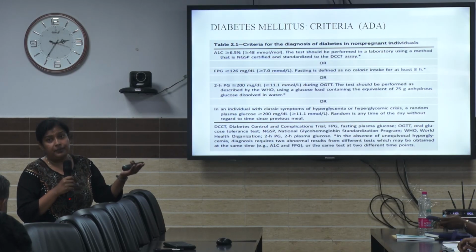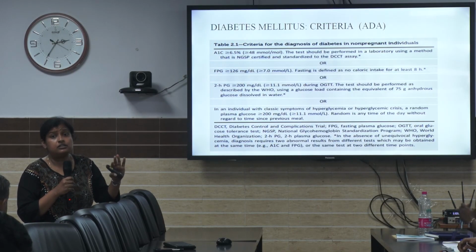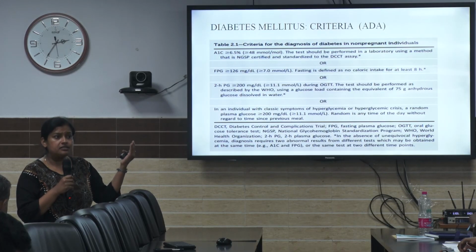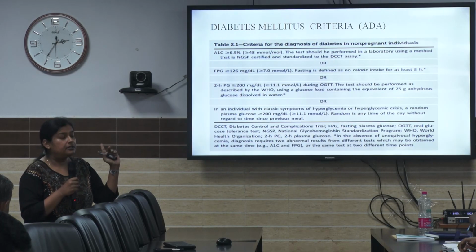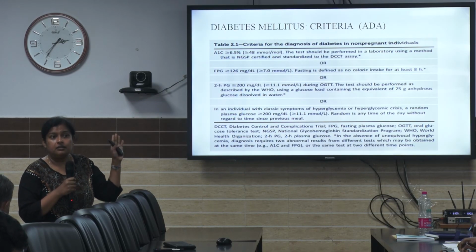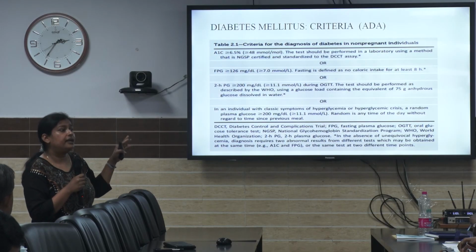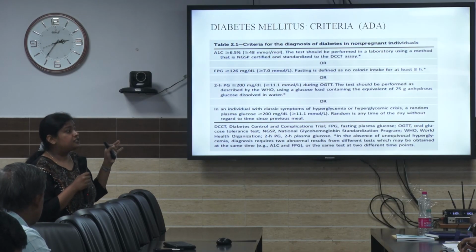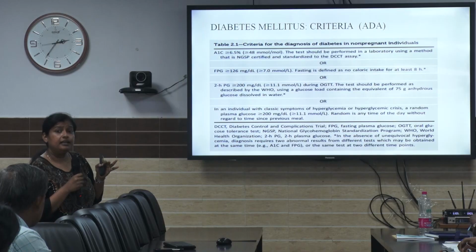It is not dependent upon fasting, and it has no relation to the meal. Intercurrent illnesses and stress will not affect the value of HbA1c. So this seems to be a better test, but there are fallacies and shortcomings of this test also. As I mentioned, non-pregnant. The slide says non-pregnant. In pregnancy, you cannot use this, because HbA1c is nothing but glycated hemoglobin.